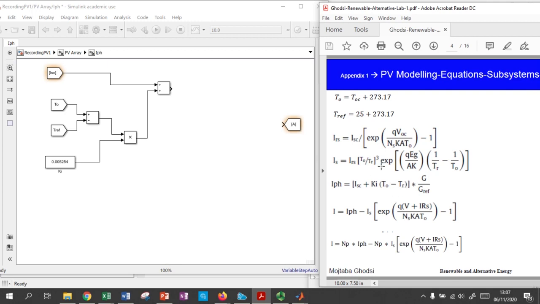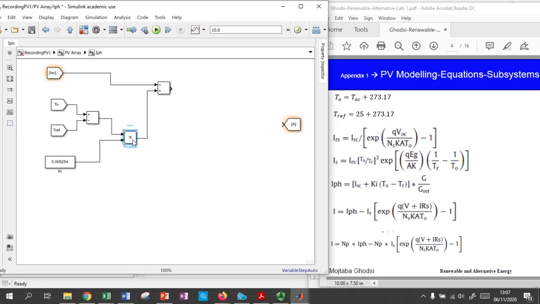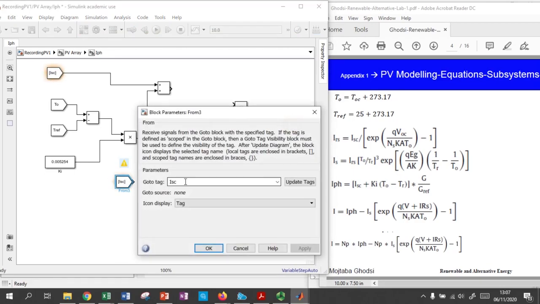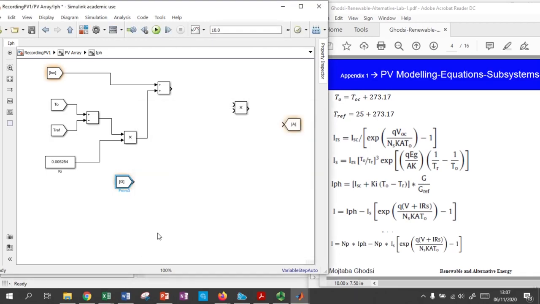Now we need to multiply by G over G reference. Okay, we need to have one G. We have this one. This is Control V. This is the G. This is the input. Then we need to assign a number, then it can be considered as input. And the other one is the reference G. Reference G is a constant. Normally, we have some constant value for this one.